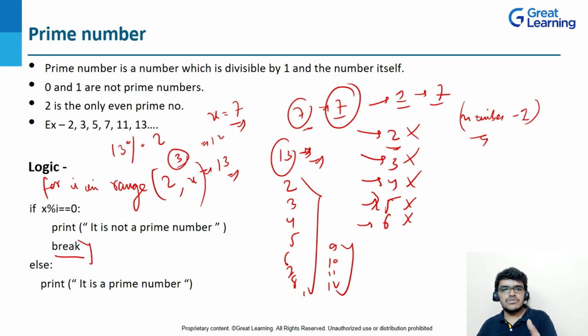Because let's suppose that in between the numbers from 2 to 13, if it is divisible, then why do I need to check whether the number is prime or not? If it's divisible, then it's clearly understandable that it's not a prime number. So I've written break here. And then else I've written print it's a prime number. So basically this is the basic idea about a prime number.